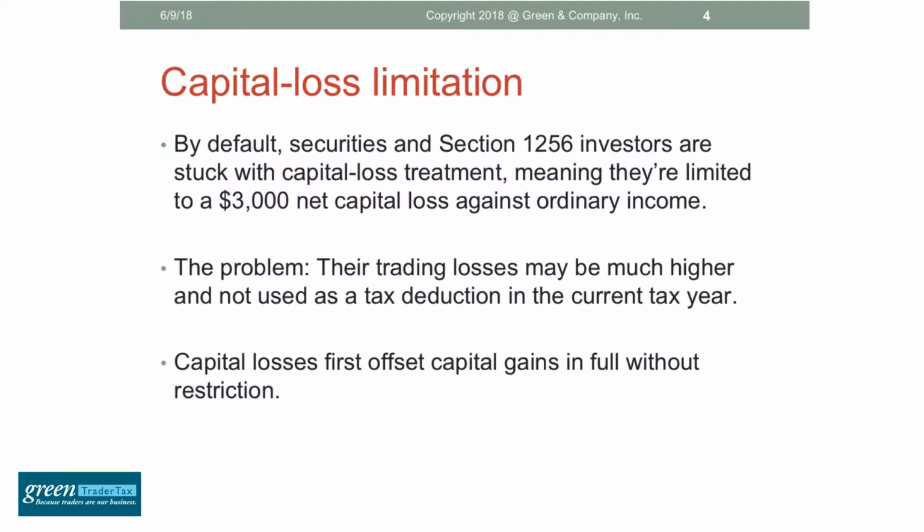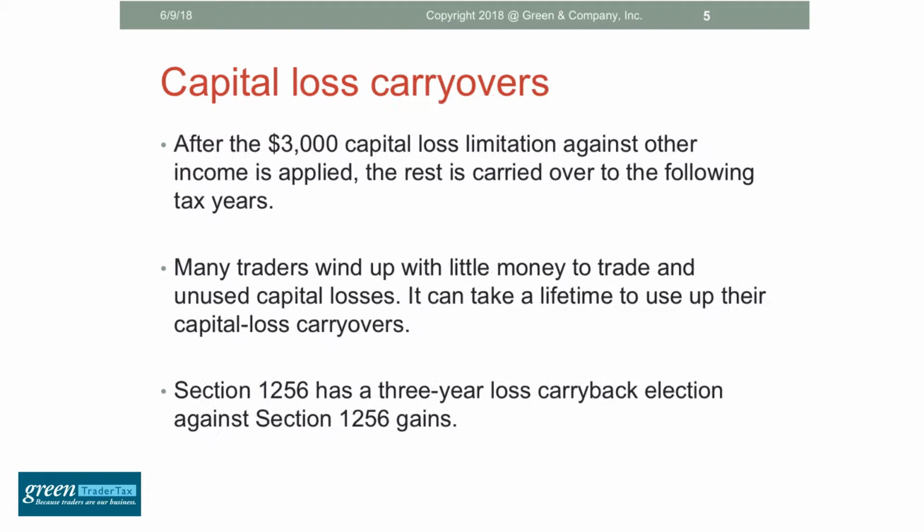Now, capital losses first offset capital gains in full without restriction. So if you have $100,000 of capital gains and $75,000 of capital losses, your net is $25,000 of capital gains, and that's what you report. But in the reverse case, where you have $75,000 of gains and $100,000 of losses, you have a minus $25,000 net loss. You're limited to $3,000, and you carry over $22,000 to the next tax year.